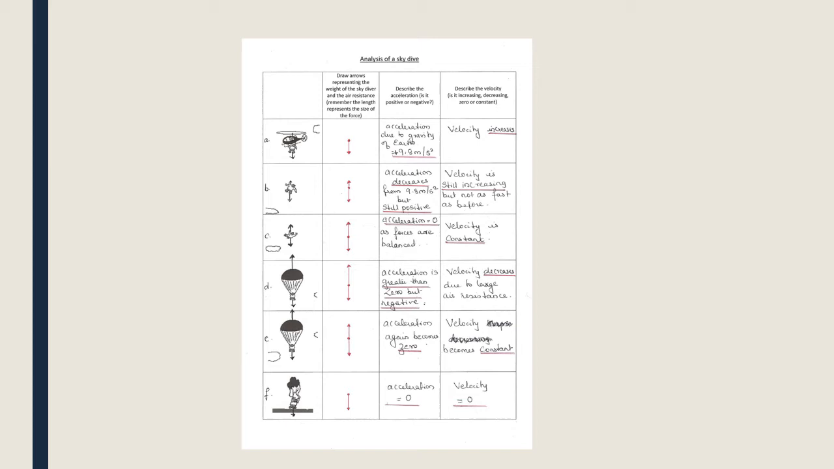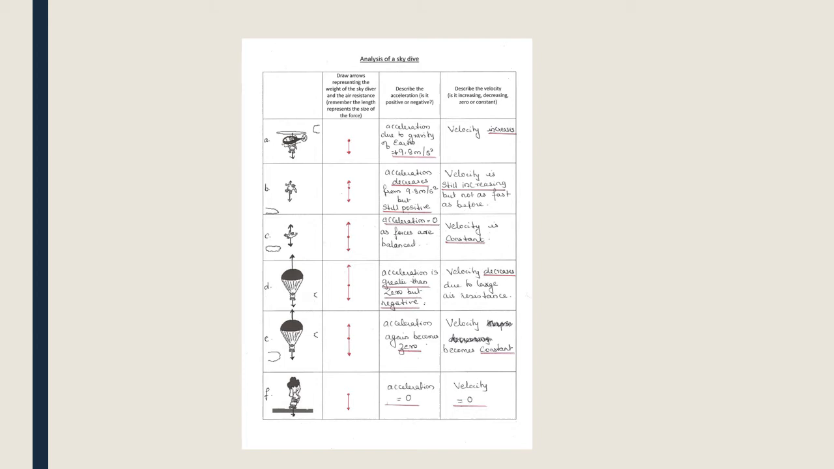You have to show two arrows there: weight in the downward direction, air resistance in the upward direction. The length of the air resistance arrow should be less than the length of the weight arrow. Then acceleration is still positive, but it is decreasing compared to the previous value. And velocity is still increasing, but not at the same faster rate as before.